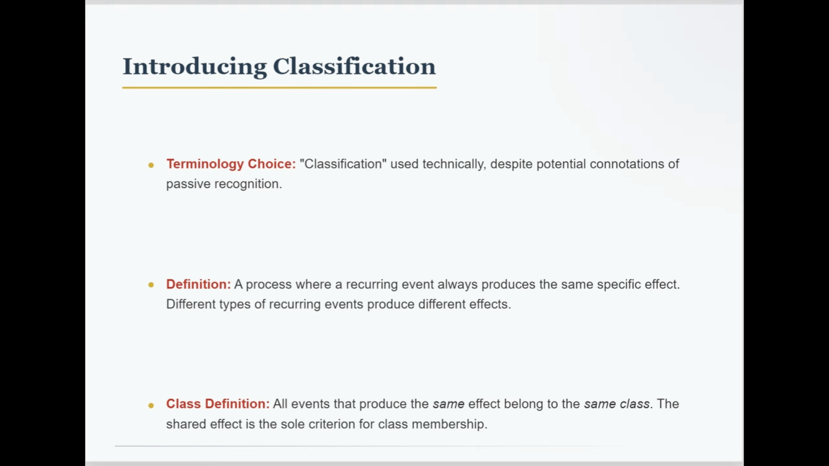Let's define it technically. Imagine a simple sorting machine. Every time a ball of diameter 16 mm rolls in, it goes into bin A. Every time a ball of 17 mm rolls in, it goes into bin B. This is classification. The criterion for putting a ball in bin A is solely that it produces the effect of going into bin A. Different types of balls, based on their size, are sorted into different classes based on the effect they consistently produce. The shared effect defines the class.